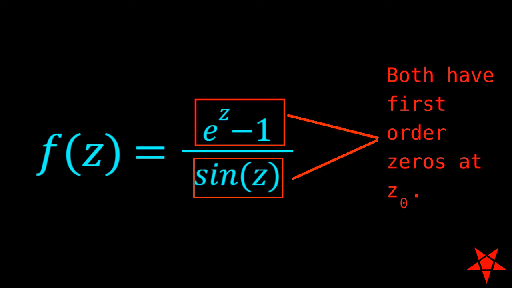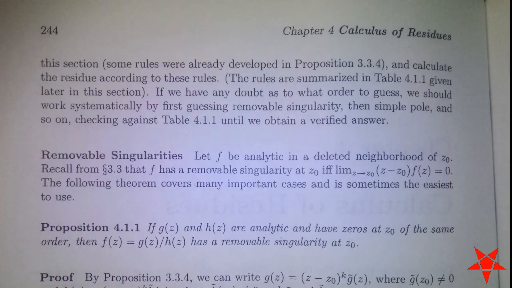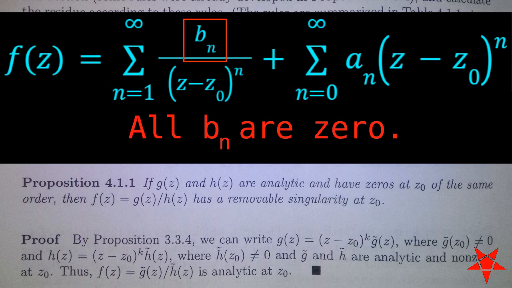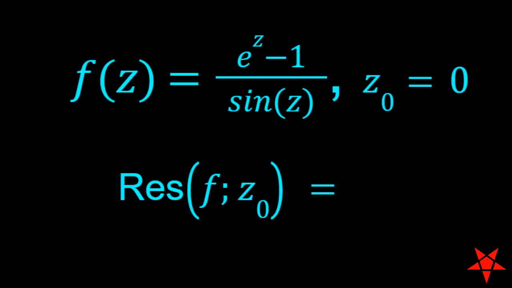This indicates a removable singularity, according to proposition 4.11. Thus, all coefficients in the principal part of the Laurent series of f of z centered at z naught are zero, and thus so is the residue of f of z at z naught.